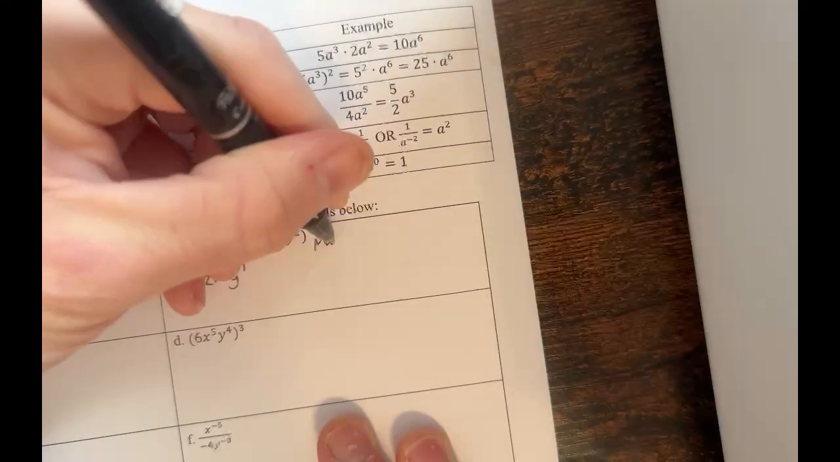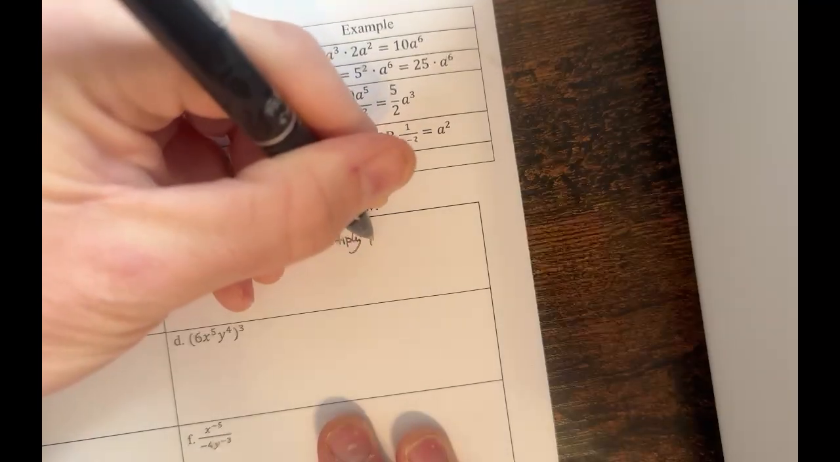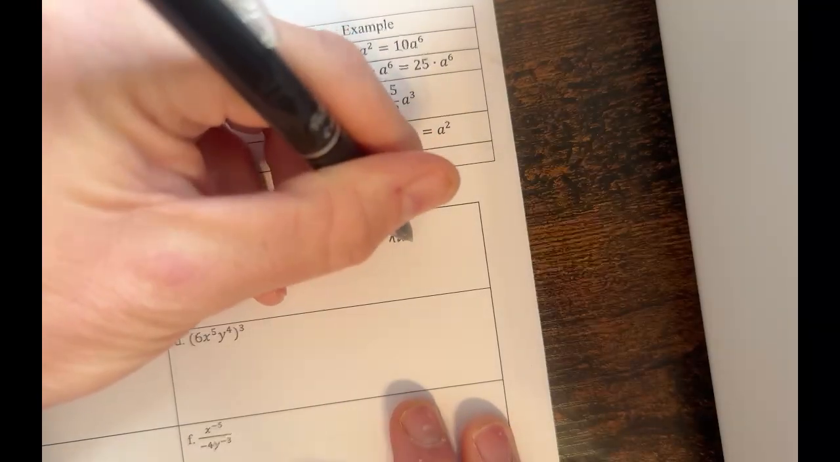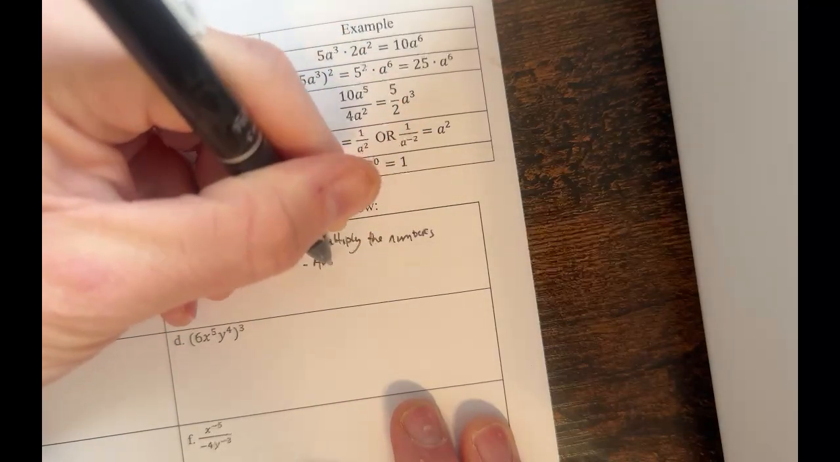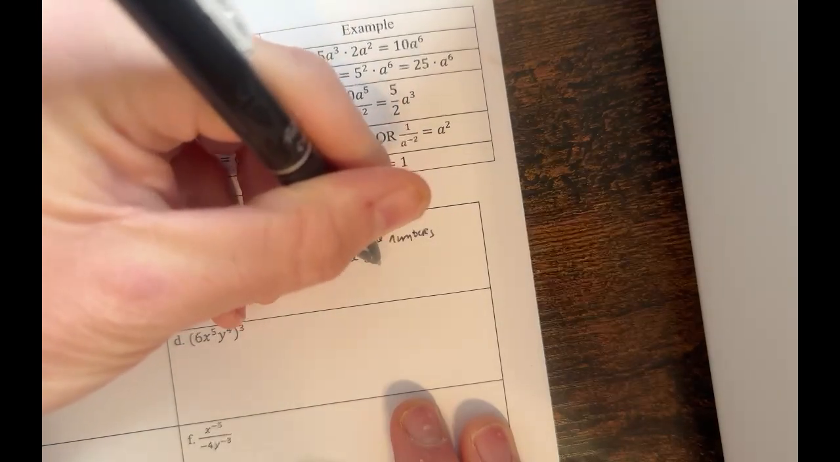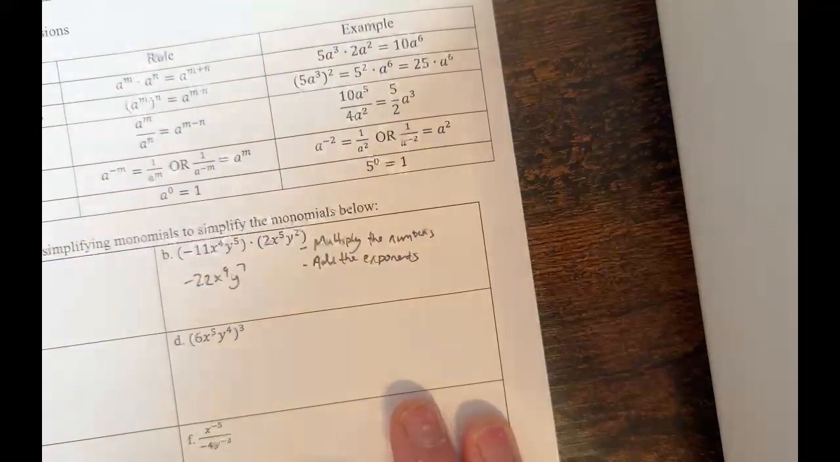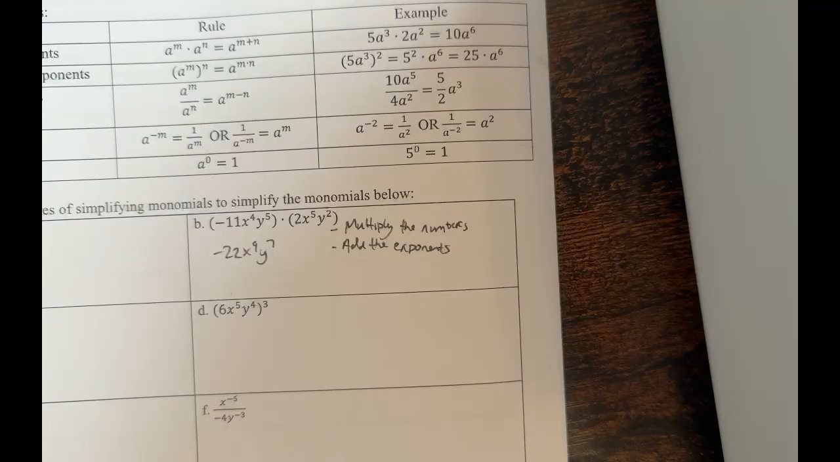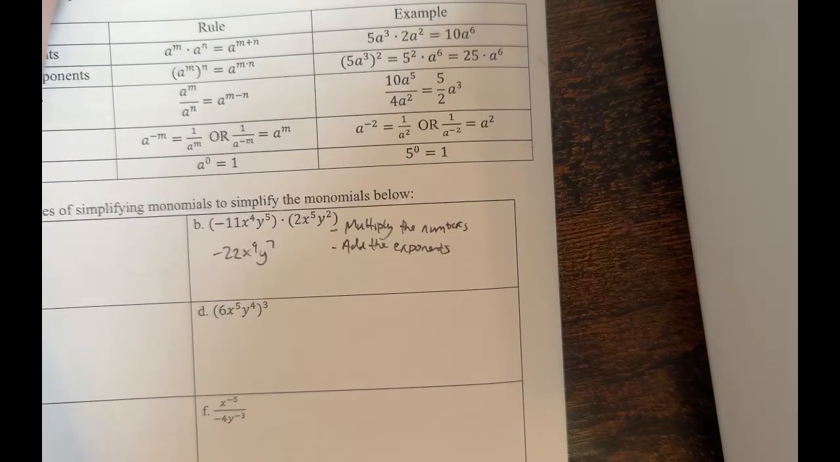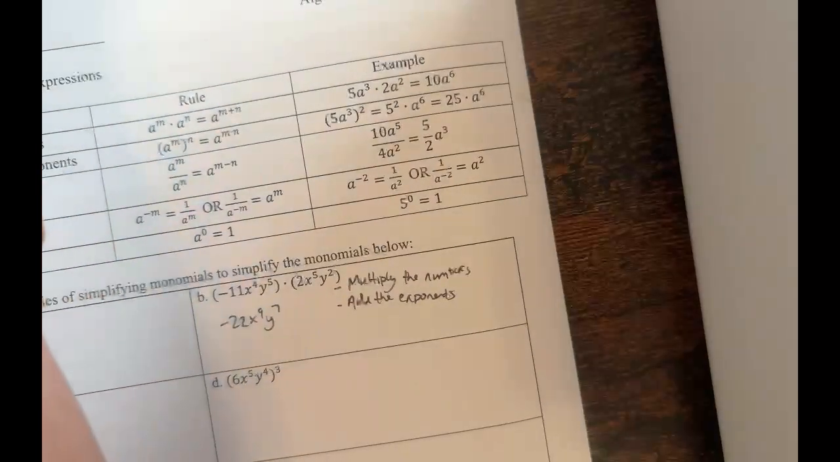So you multiply the numbers, the coefficients, and you add the exponents. Okay, that's how I multiply monomials. All right, now the next one, that's called the multiplication property of exponents. Now we're going to look at a different property here where we have an exponent here.